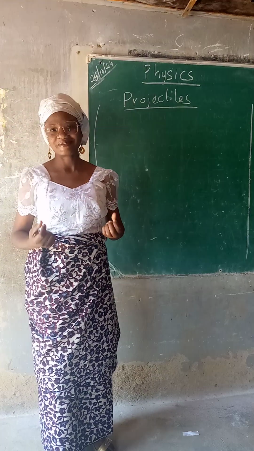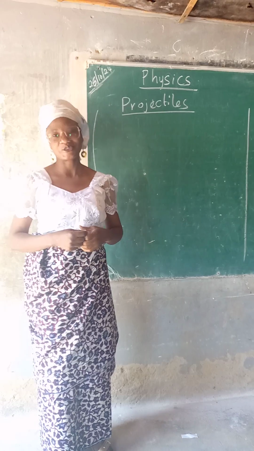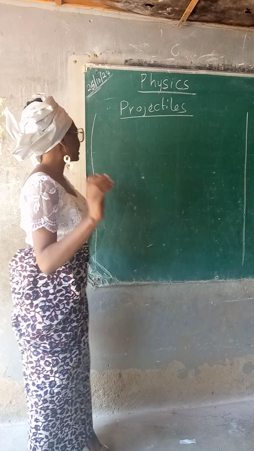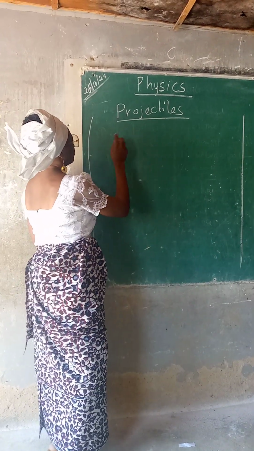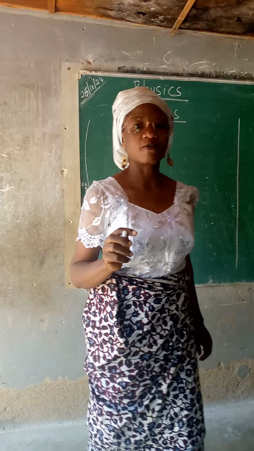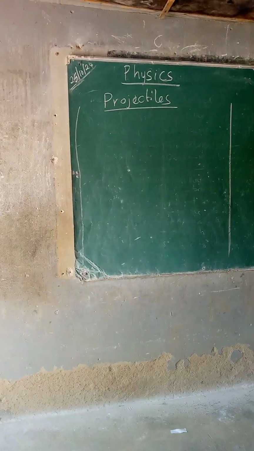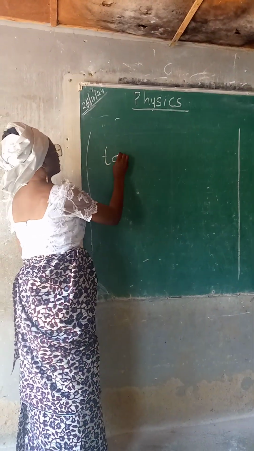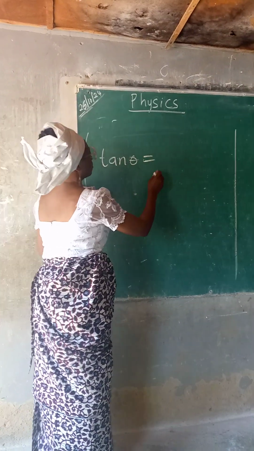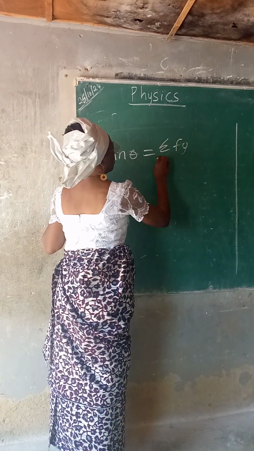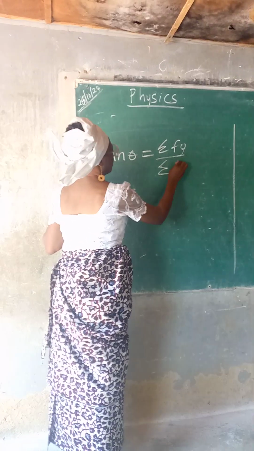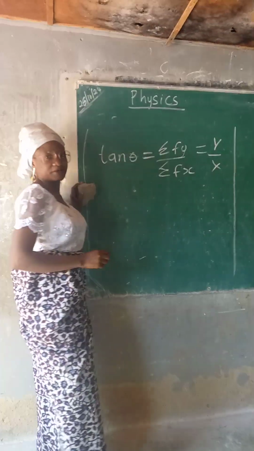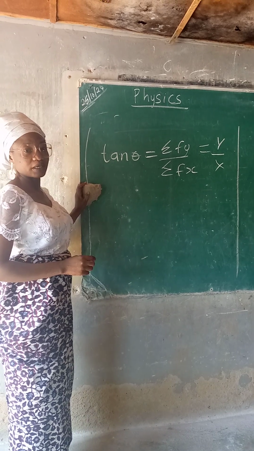Someone DM'd me. I would prefer you write your question in the comment section, please. Okay, so I'll start by answering the DM. The direction for the resultant of two or more vectors is usually tan theta equal to Fy all over Fx. Simply put, we can say Y over X. That's the direction. Is that okay?